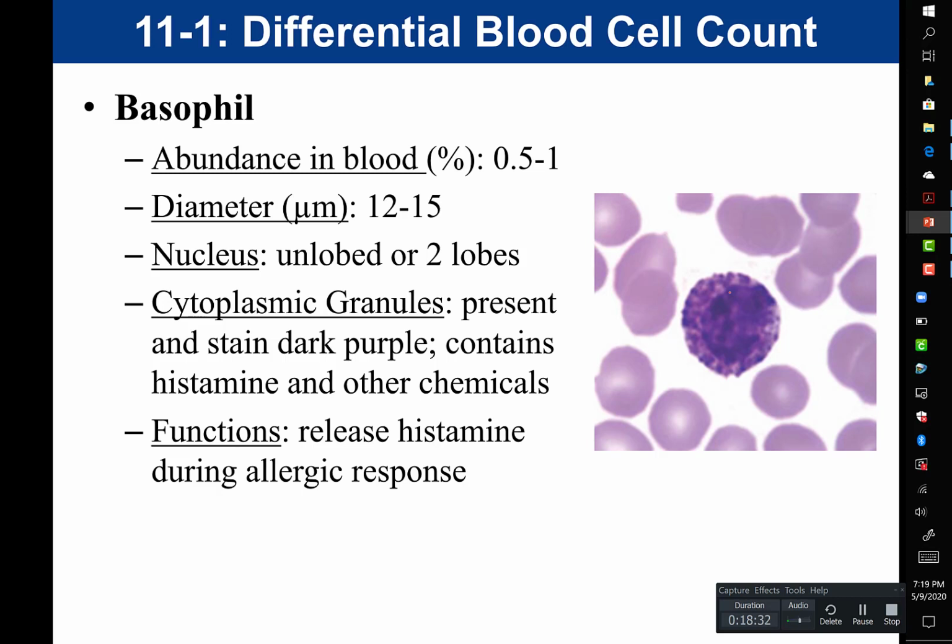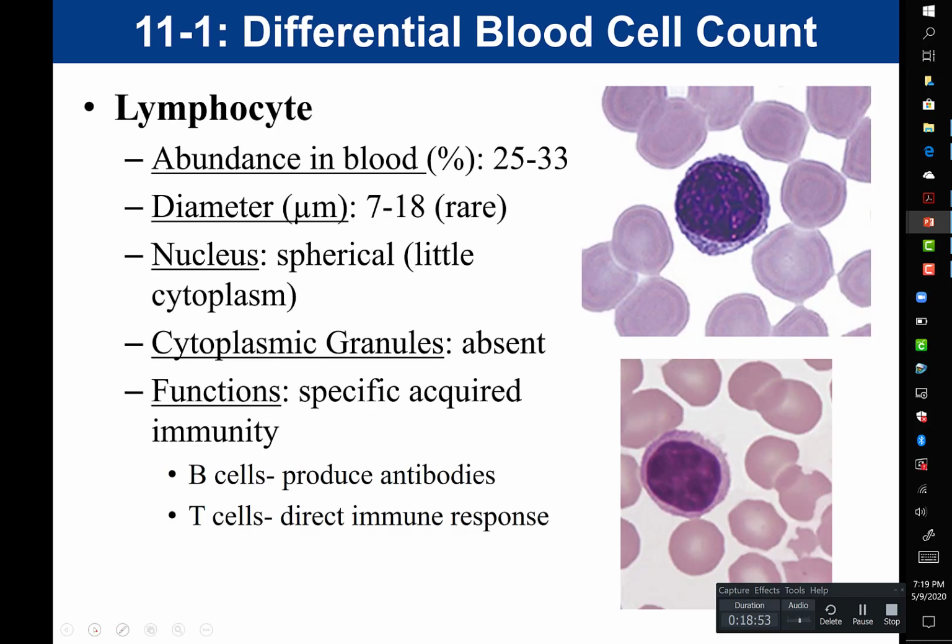Those granules contain histamine and other chemicals as well. And so the function of the basophil is to release histamine during an allergic response. So both eosinophils and basophils play a role in the allergic response. Now we're moving on to our agranulocytes. These are going to lack our cytoplasmic granules. And so now we're looking at our lymphocytes.